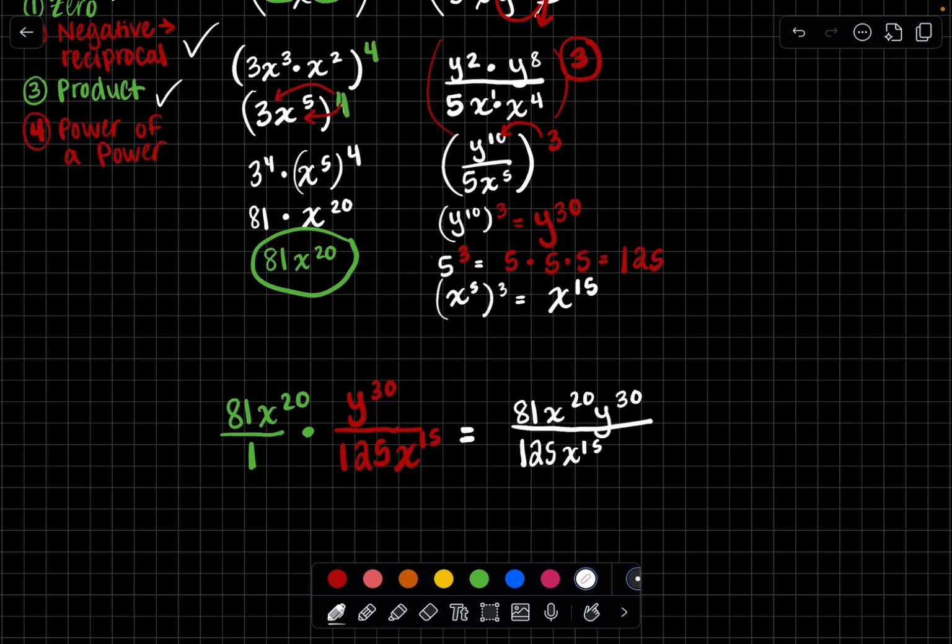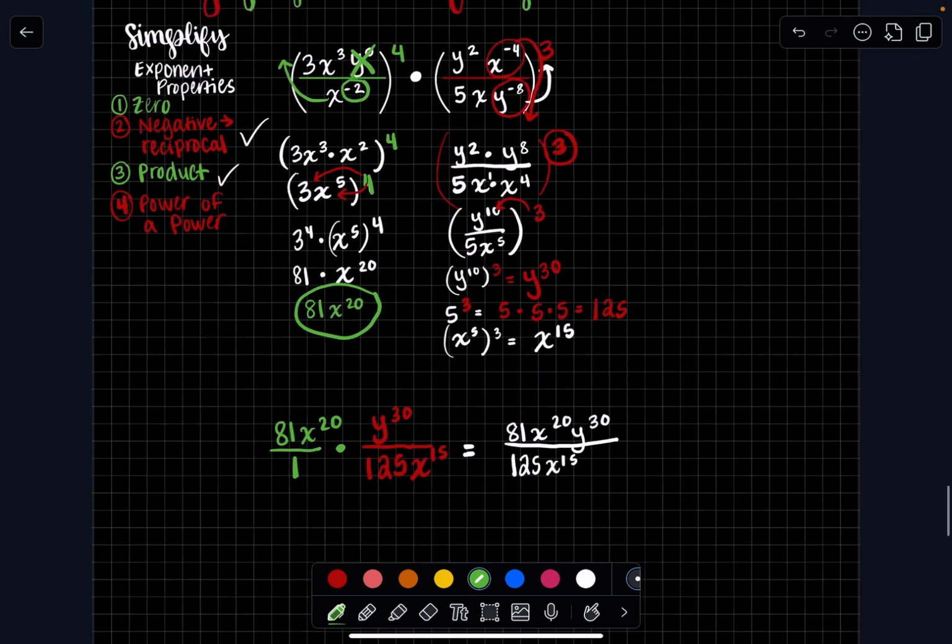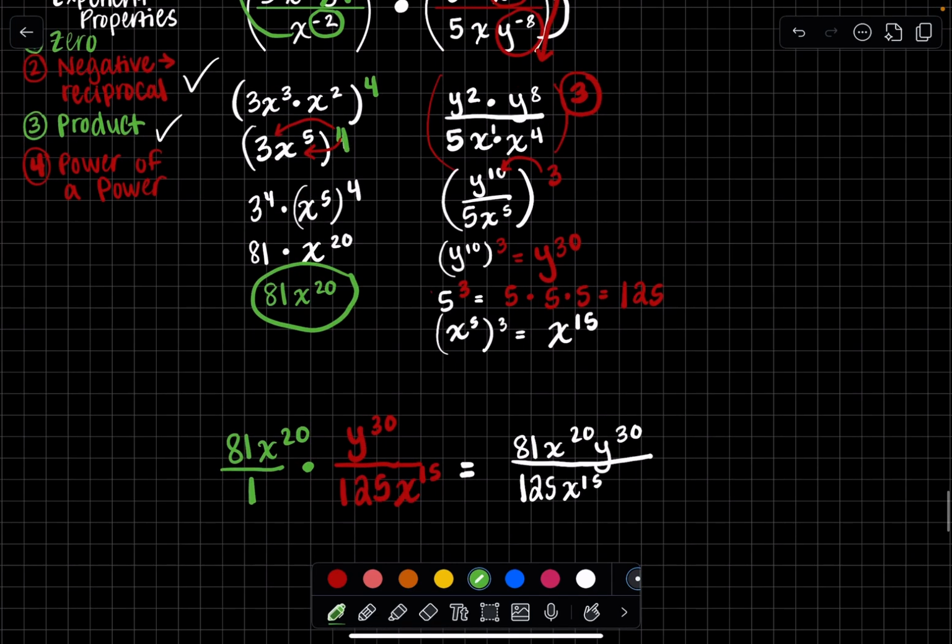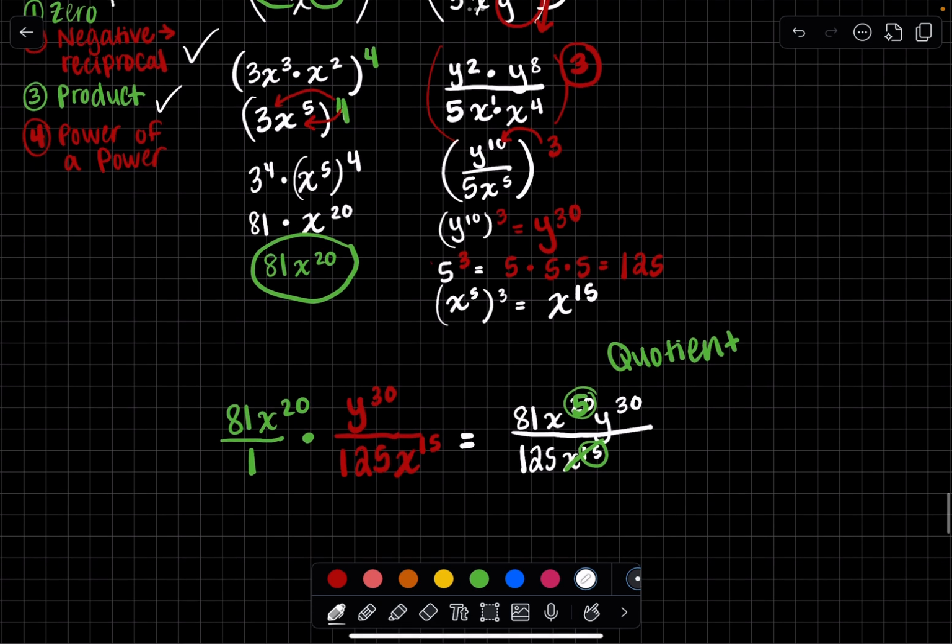Now I'm not done yet. I can simplify my x's. And I know what you might be thinking, man, this is a lot of work, but we got this. So using the quotient rule, I can simplify my x's. If I were to subtract 20 minus 15, I would get 5. So now my new and final expression is 81x to the power of 5, y to the power of 30, all over 125.